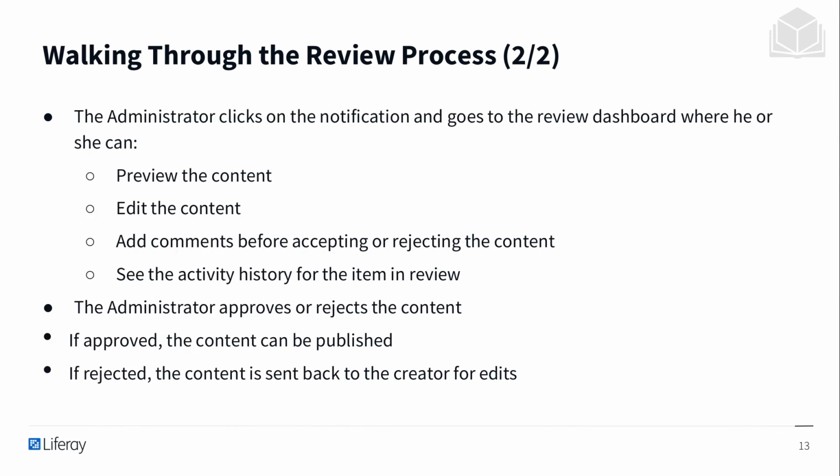Once the administrator clicks on the notification, they go to the Review Dashboard, where they can preview the content, edit the content, add comments before accepting or rejecting the content, or see the activity history for the item in review. The administrator will then approve or reject the content. If it's approved, the content is just published. If it's rejected, the content is sent back to the creator for edits, right backwards in the workflow pipeline.